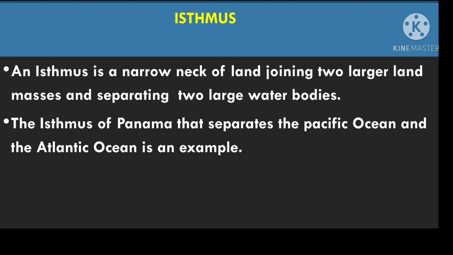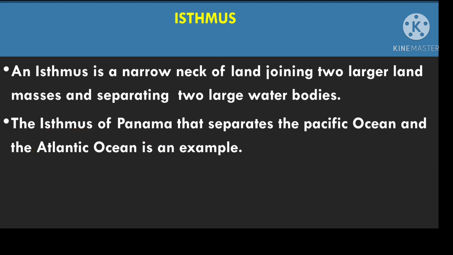Now we'll try and understand the concept of isthmus. What are isthmuses? An isthmus is a narrow neck of land joining two large landmasses and separating two water bodies. The best example for this is the Isthmus of Panama, which separates the Pacific Ocean, one of the largest oceans in the world, and the Atlantic Ocean, the second largest ocean in the world.